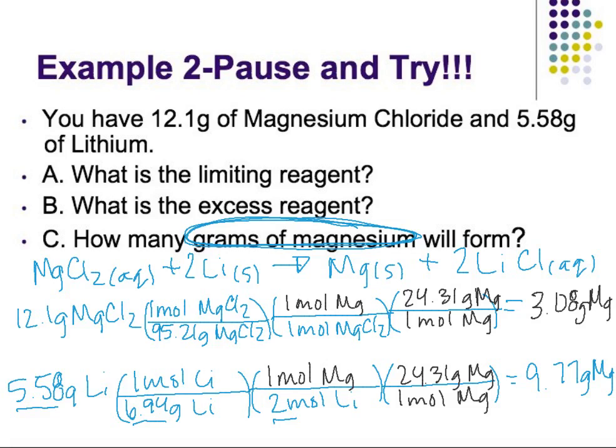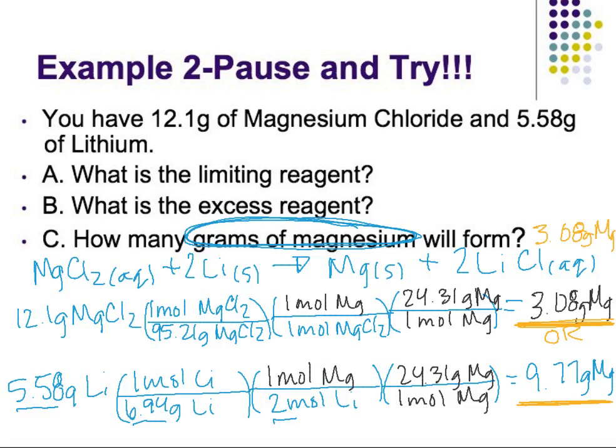Now the analysis comes. So the analysis, what we're going to do is look at our 2 ending materials. We could make 3.08 grams of magnesium, or we could make 9.77 grams of magnesium. Which one can we make? Well, we can make 3.08 grams of magnesium.